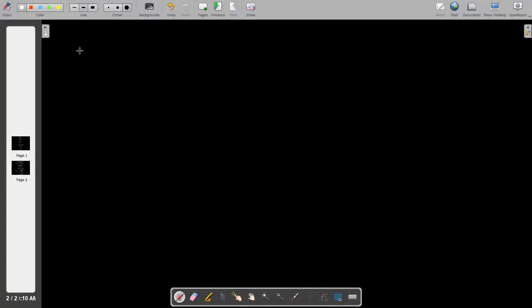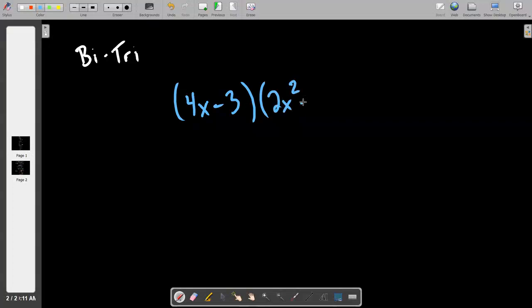So now we're going to do binomial times trinomial. If you understand fundamentally the process, I can make these as long as I want, and they really don't get any harder. They just get more annoying. There's a certain point where it's like, good God, dude. So let's take a binomial like 4x minus 3, and let's multiply by a quadratic trinomial like 2x squared minus x minus 7.